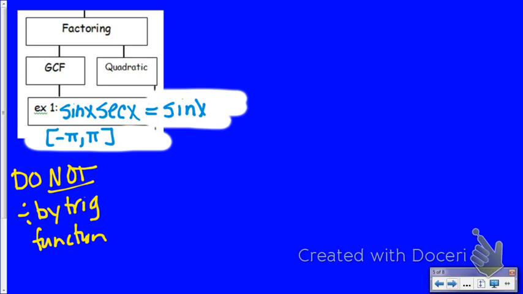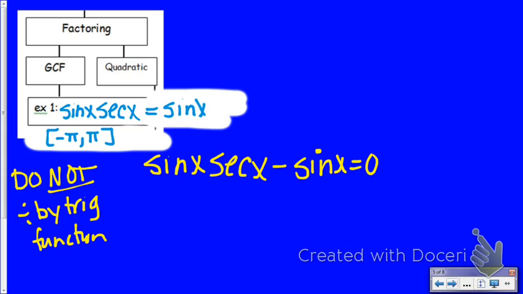So what we're going to do instead is set this equal to 0 so that we can factor. If you remember solving by factoring in Algebra 2, the only way you were allowed to solve by factoring is if the equation was equal to 0. So my first step is to subtract sine x from both sides, and that makes my equation sine x times secant x minus sine x is equal to 0. Once my equation is equal to 0, I can solve it by factoring.